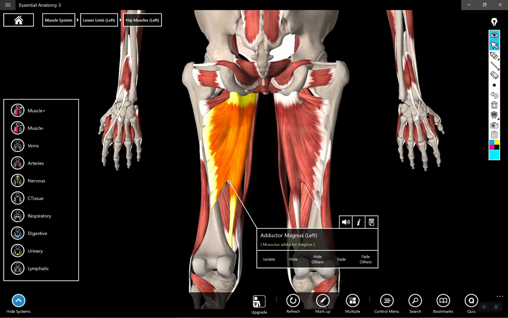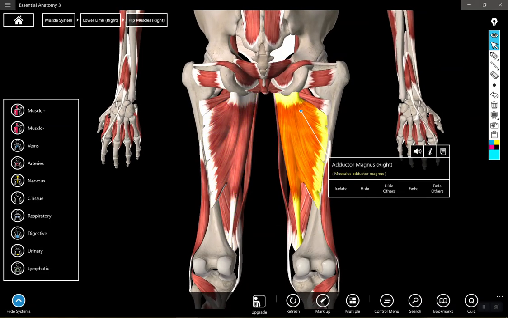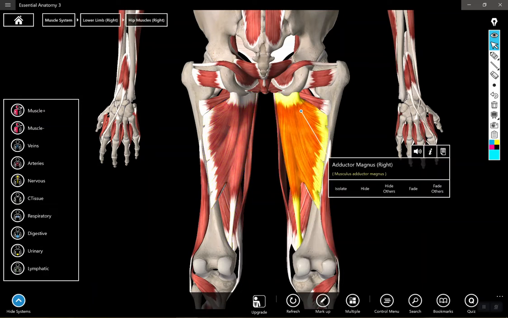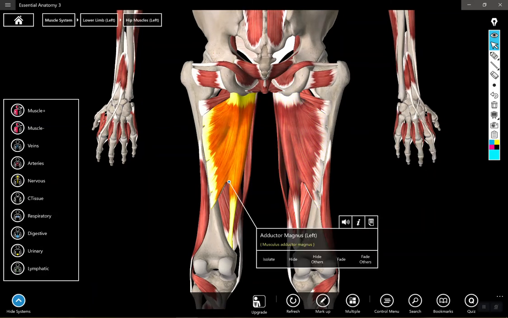So here and here, you can see it's a big web-like muscle that inserts on this long structure of the femur, which is called the linea aspera, by the way. The pulling of the adductor magnus on the femur actually creates that bony feature. So adductor magnus, adductor magnus.